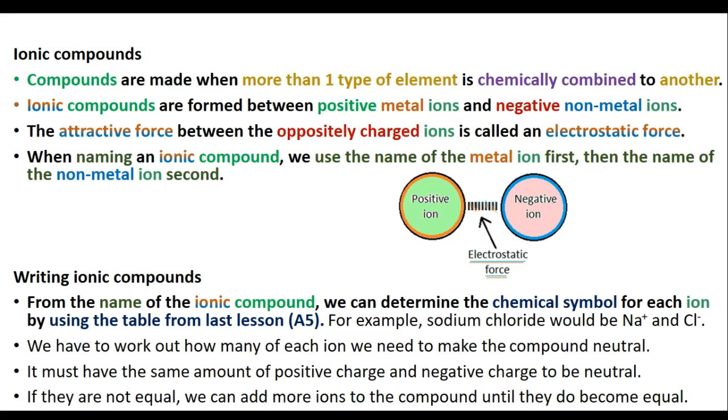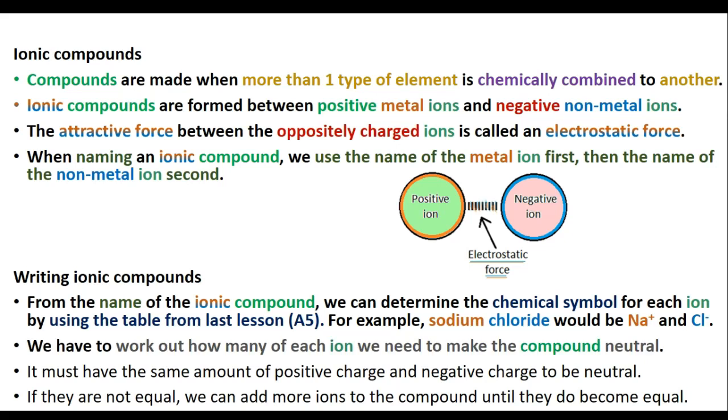So for example, sodium chloride, remember the metal name comes first, so sodium, then the non-metal ion, and instead of chlorine it's a chloride ion. When a chlorine atom becomes an ion, it becomes chloride. It would be Na+ and Cl-. That's because the charges are to do with the amount of electrons lost or gained.